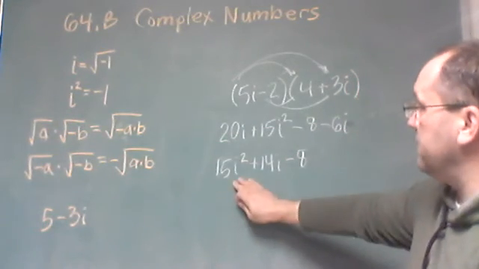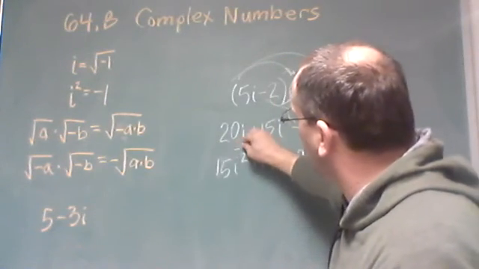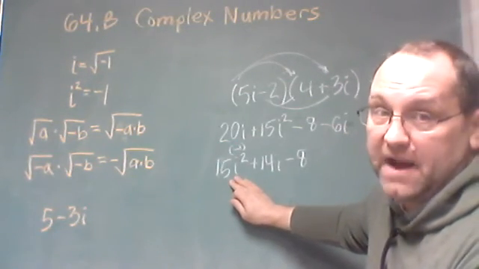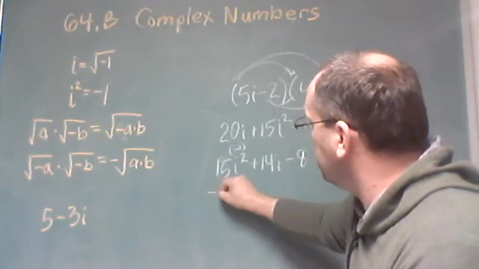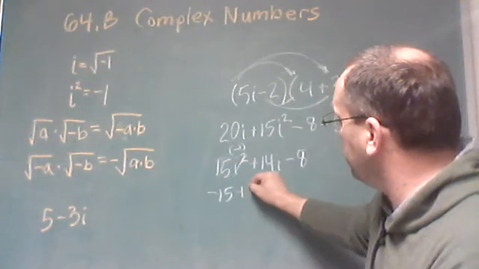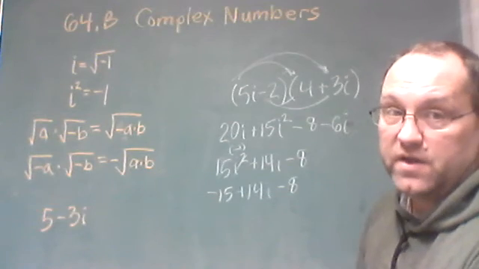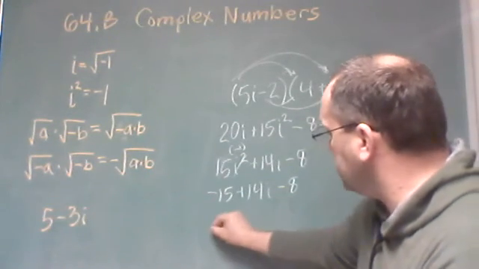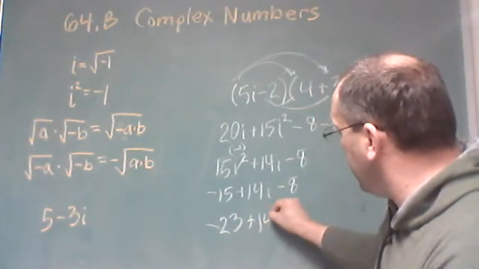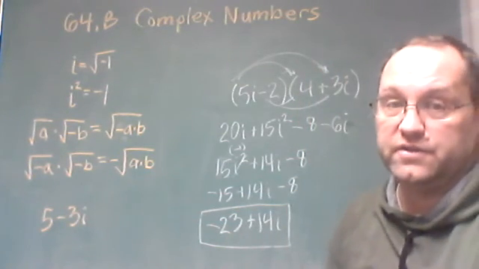And again, if we have groupings of i and i, or i squared together, we're going to replace that with minus 1. Okay, so 15 times minus 1 becomes minus 15. The i's are gone then. We're left with a 14i and a minus 8. Let's combine it with the real numbers up front, a minus 23, and the imaginary number in the rear, a 14i. Okay, and that is our solution there.